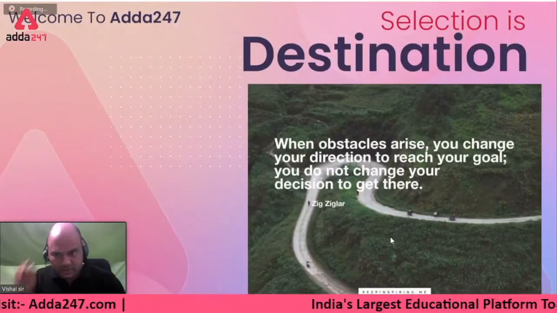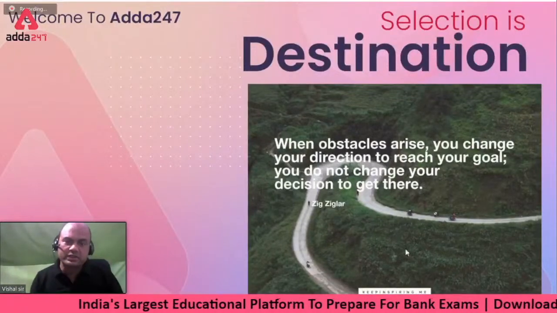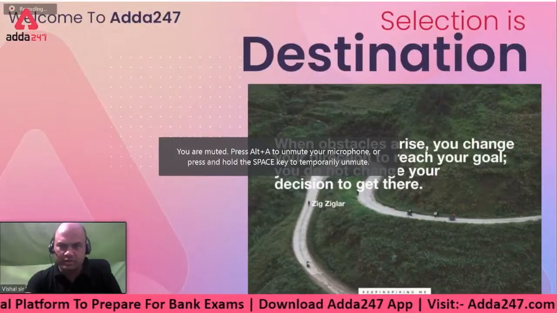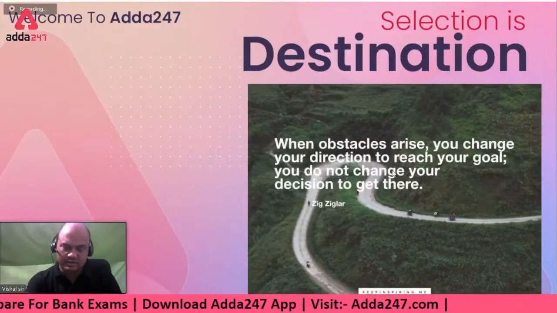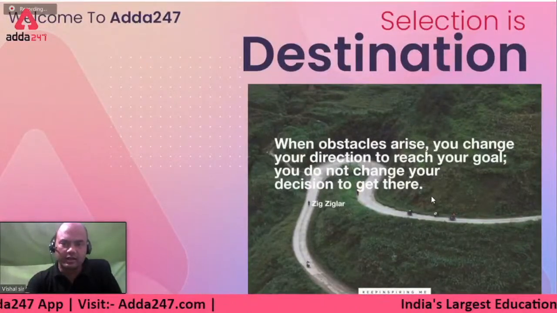So before starting, let's start with the regular motivational quote, because that is important nowadays. When obstacles arise, you change your direction to reach your goal. You don't change your decision to get there. Let any problem arise in your way, never change your destination. Because the destination one decided, you should move in that direction only.